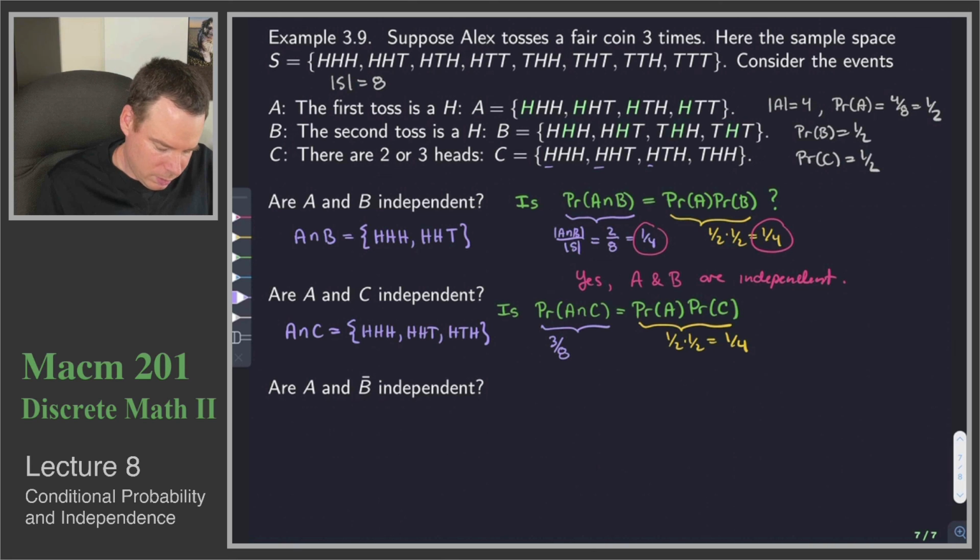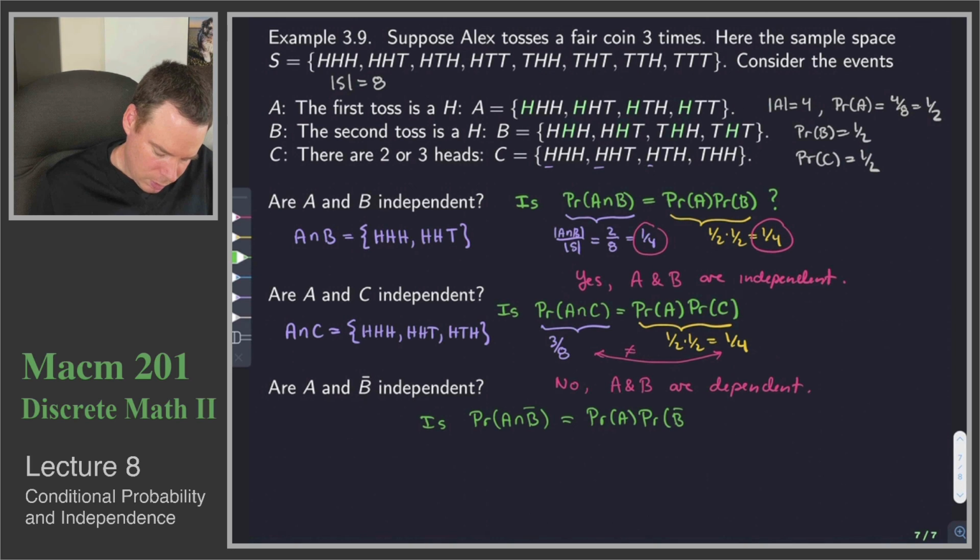And that is not the same as a quarter. So those are not equal. So this is a no. A and C are dependent. And how about the last one? Is the probability of A intersect the complement of B equal to the probability of A times the probability of B complement? And these were question marks here.